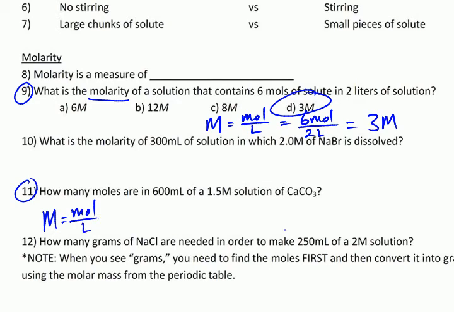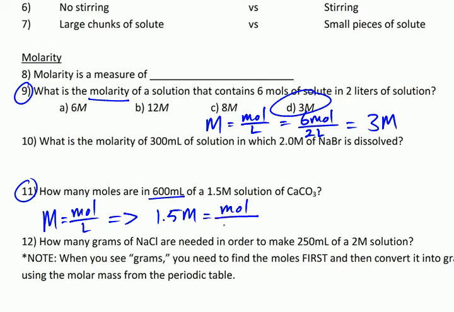A couple of things here. Notice that the formula is in terms of liters. What we have in the problem is milliliters, so we need to convert that into liters. So every 1,000 milliliters is equal to 1 liter. So in this case, let's fill out big M, the molarity. We know the molarity is 1.5 molar, and that equals to some amount of moles that we want to find out.